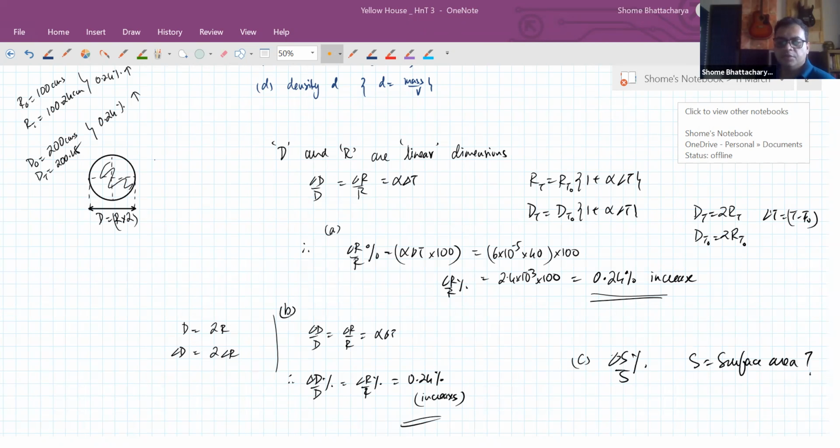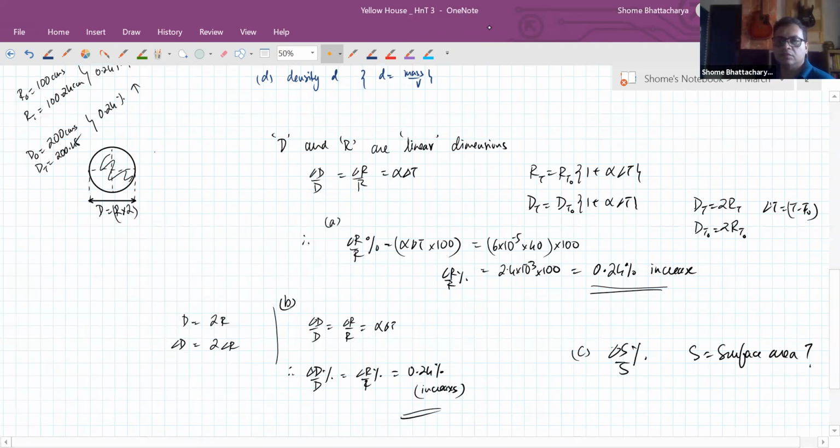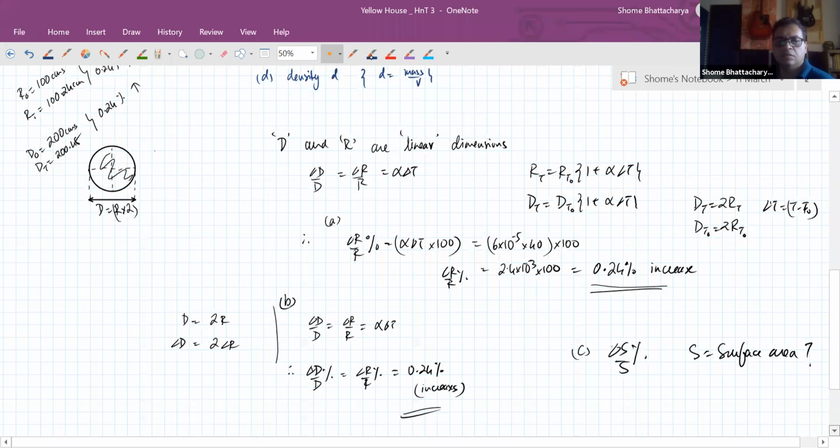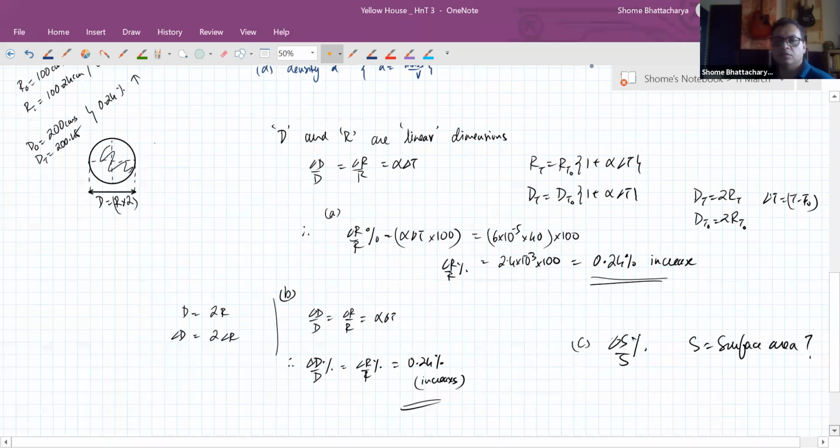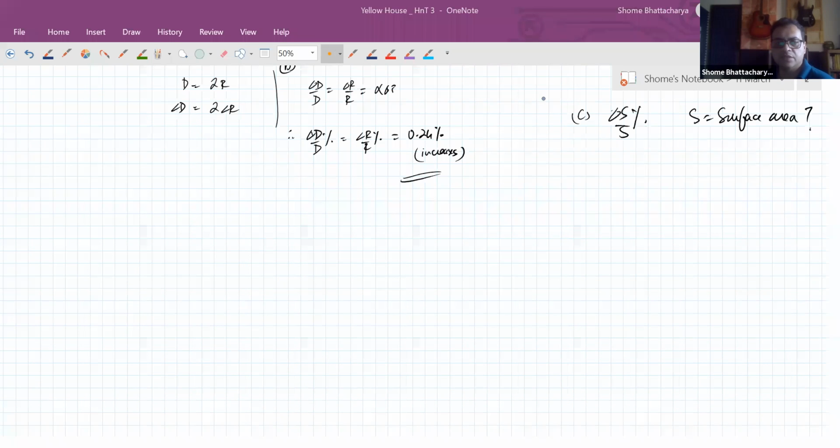Okay, so anybody got the percentage change for the surface area? It's very simple really. We'll just use the formula beta into delta T. Yes, very good. That's correct. 0.48, Ganesh.